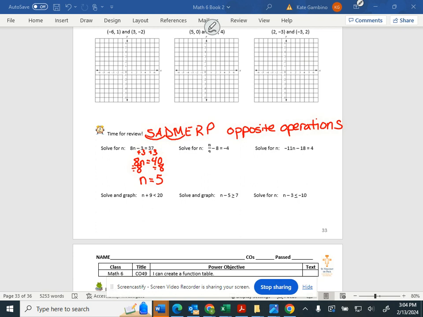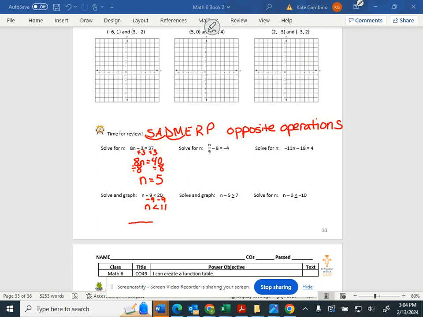On the bottom, we have to solve and graph our inequalities. So these are 1-step equations. Down here I have n plus 9, so I want to subtract 9. So n plus 9 minus 9 equals 0. Less than 20 minus 9 is 11.